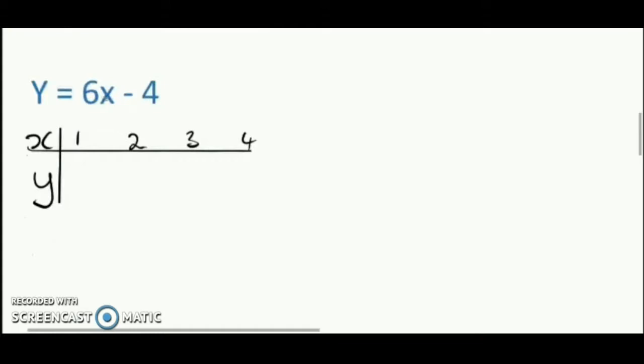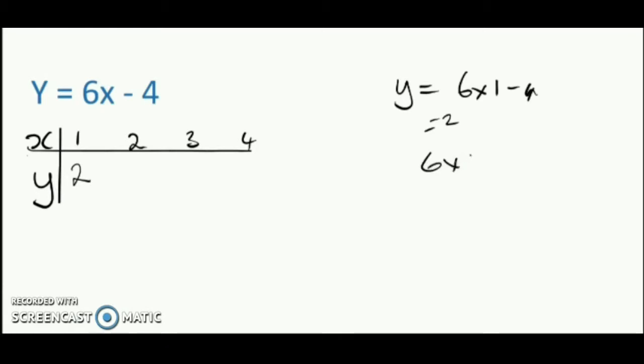So here if x is 1, y is equal to 6 times 1 minus 4. So 6 times 1 is 6. Take away 4, 2. So the first one is 2. What about when x is 2? 6 times 2 minus 4. So we've got 12 minus 4 equal to 8. So the second one is 8.